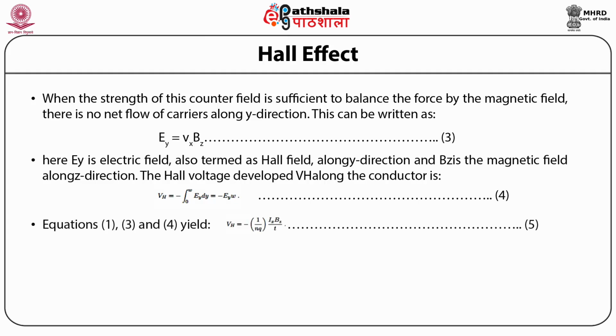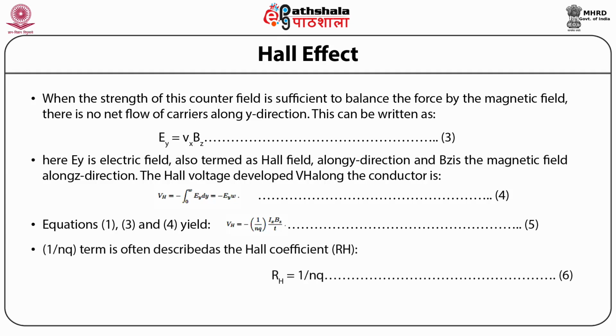Equations 1, 3 and 4 yield Vh equals negative of 1 by Nq into Ix Bz divided by T. This is represented as equation 5. The 1 by Nq term is often described as the Hall coefficient Rh. That is, Rh equals 1 by Nq, and is represented as equation 6.